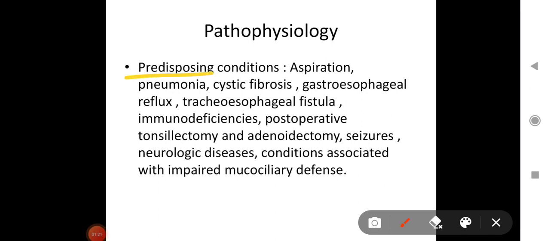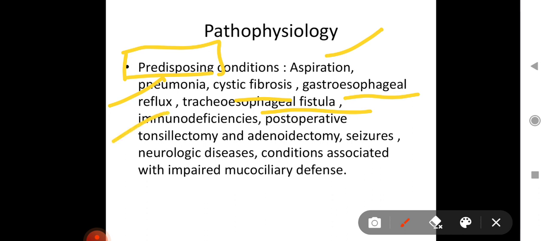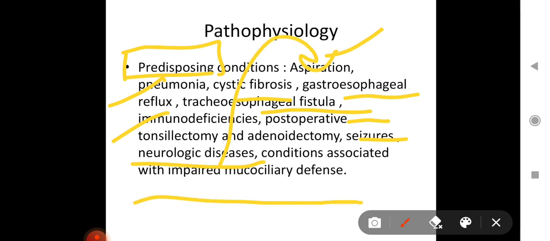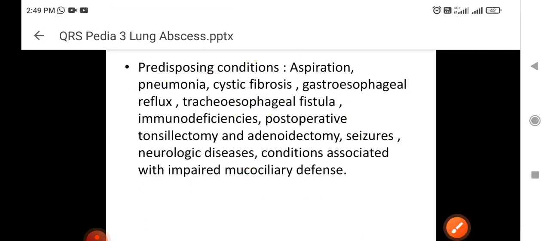What are the predisposing conditions of lung abscess? Aspiration of food material or anything, pneumonia, cystic fibrosis, which leads to decreased mucociliary clearance, GERD, tracheoesophageal fistula, usually H type, which presents in later part of infancy, immunodeficiencies, post-operative cases, seizure or a neurological disease, which eventually leads to chronic aspiration, any condition which is associated with impaired mucociliary defense. So these all conditions may predispose to formation of lung abscess.